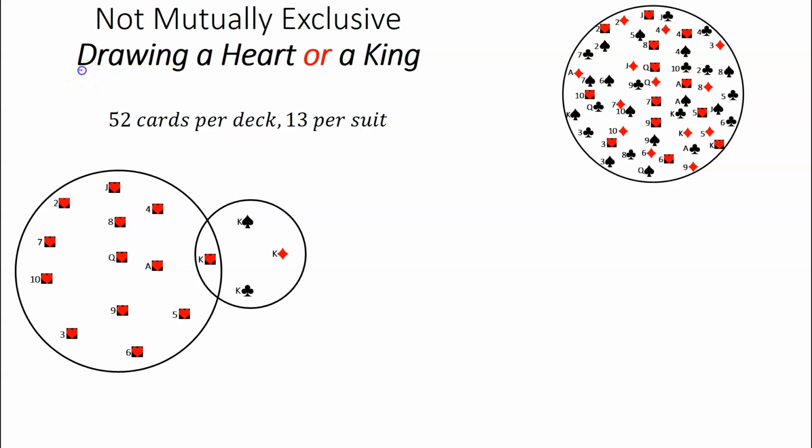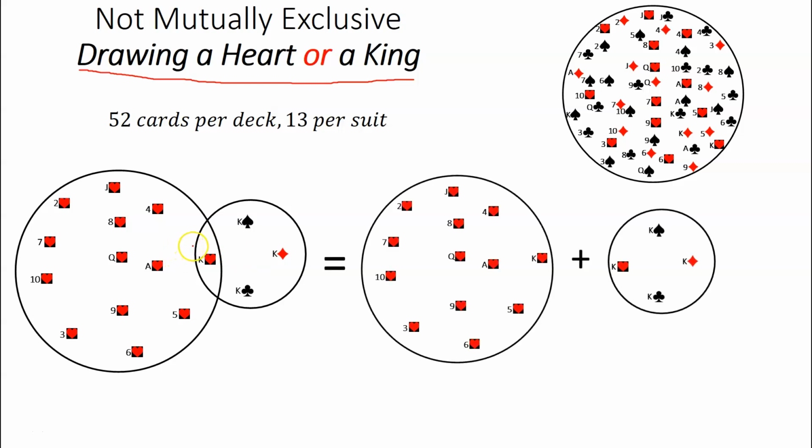So now I can ask a question. What's the probability, out of a well-shuffled deck, that you randomly pull out a heart or a king? But this is not mutually exclusive, because there is one king that is a heart. That's what I'm showing you here. Here are the 13 hearts, and here are the 4 kings. Each suit has a king, so there are 4 of them. But the problem is, right there, that card falls into both categories. So this is not mutually exclusive.